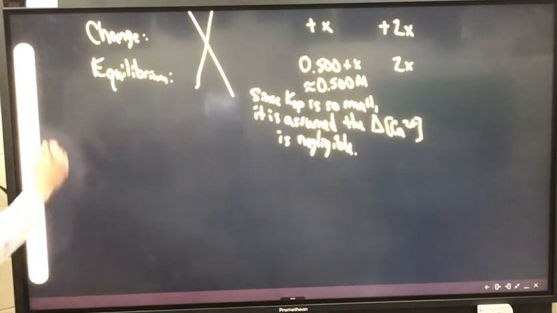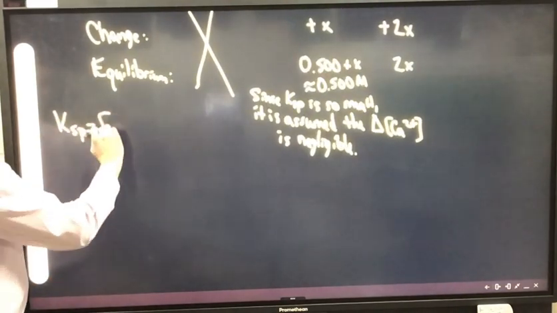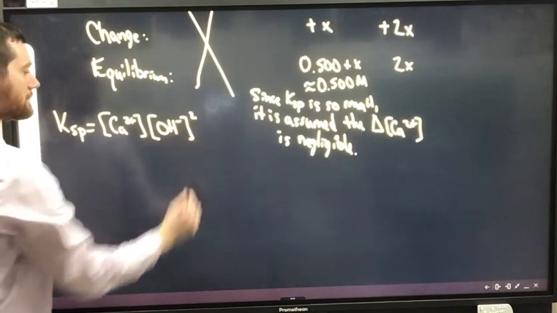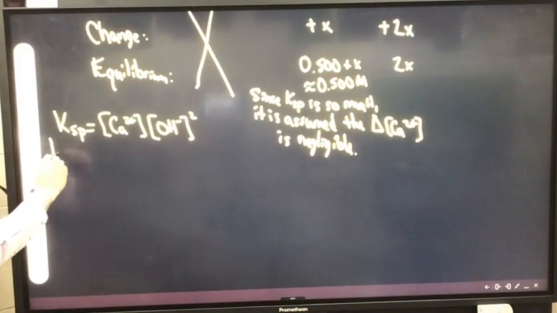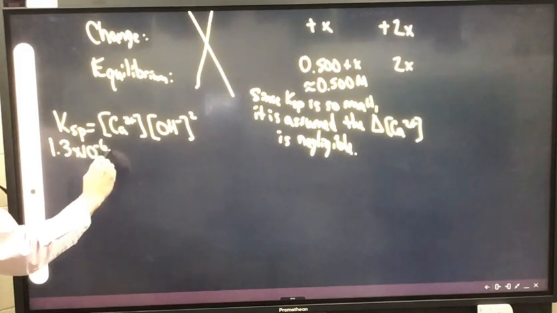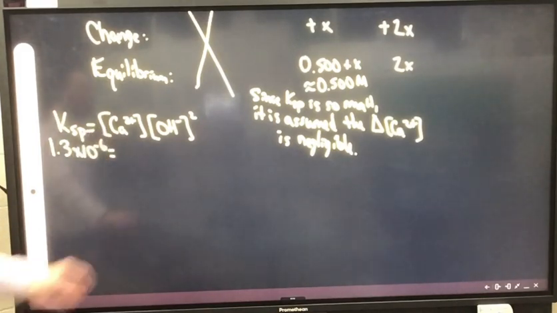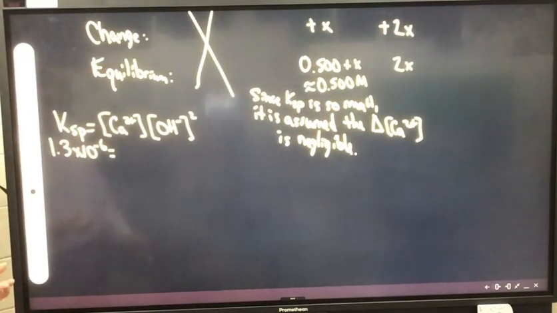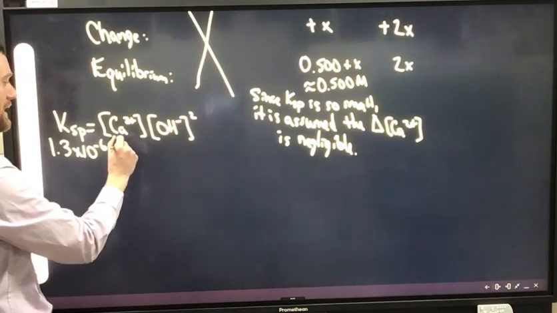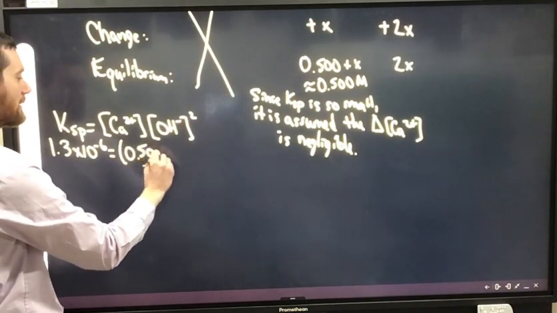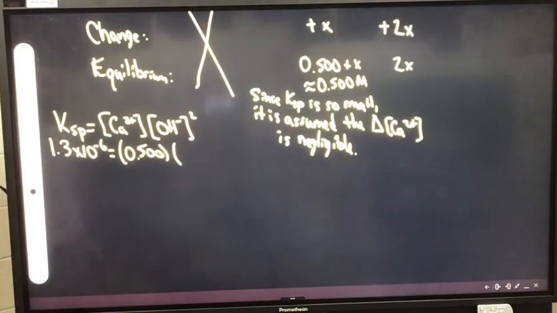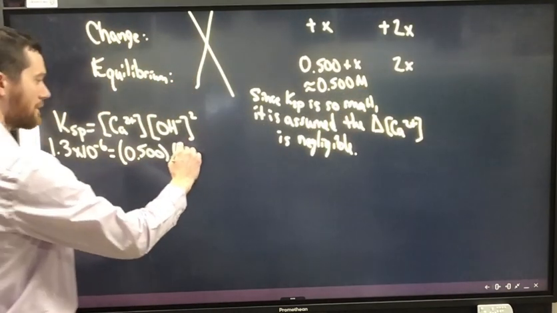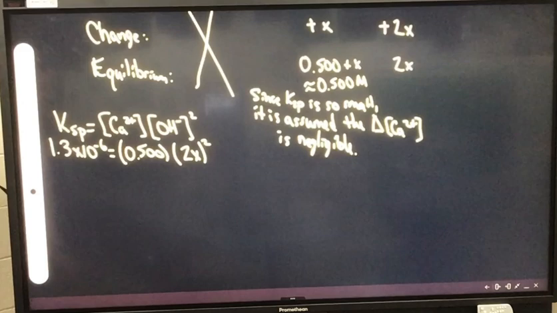So just as a reminder, our equilibrium expression was KSP equals the concentration of calcium times the concentration of hydroxide squared. KSP was still 1.3 times 10 to the negative 6th. Our calcium concentration, however, is whatever our equilibrium concentration was. We made the assumption that it's not going to change by any serious measurable amount. So we're going to leave this as 0.500. Our concentration of OH, though, was this 2x that we put here, which is still getting squared.